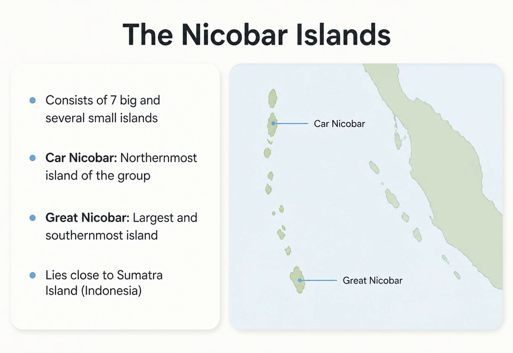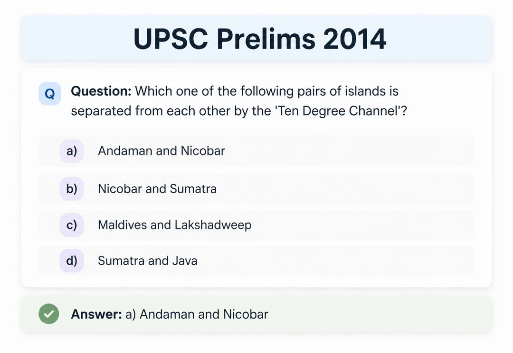At the very bottom lies Great Nicobar, which is not only the largest island in the group, but also the southernmost point of India, sitting geographically very close to Sumatra Island in Indonesia. Let's look at how this is tested.